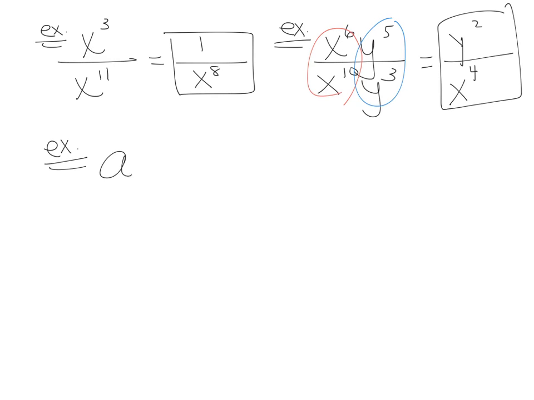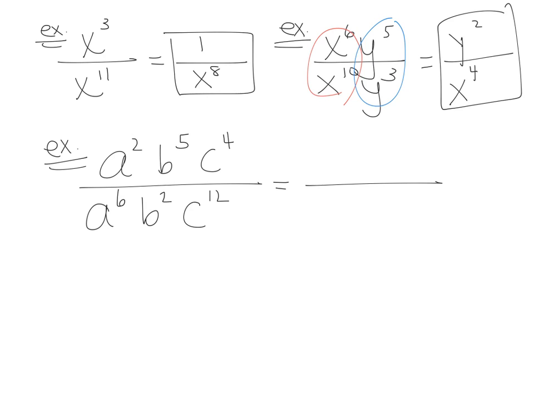You try. a squared b to the 5th c to the 4th over a to the 6th b to the 2nd c to the 12th. Pause this video, solve this problem. When you're finished, unpause, we'll go over it. A, bigger exponent is on the bottom. The exponent is going to be 4, because 6 minus 2 is 4. Now look at my b's. Bigger exponent is on the top. 5 minus 2 is 3. C, bigger exponent is on the bottom. 12 minus 4 is 8.